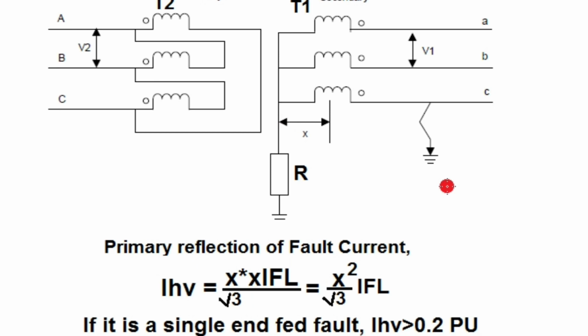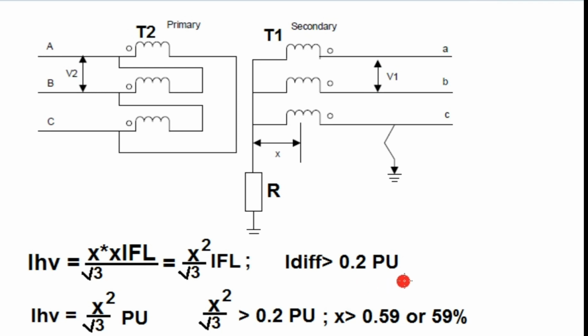Now as per the differential characteristics, the initial setting is given, that is I differential greater than, which is normally given as 0.2 per unit. Okay. So this fault current must be greater than 0.2 per unit so that the relay will send a trip signal to the circuit breaker. So in this case, X square by root 3 must be greater than 0.2. The differential current must be greater than 0.2 per unit in order for the relay to sense this fault. So X square by root 3 is greater than 0.2 per unit.